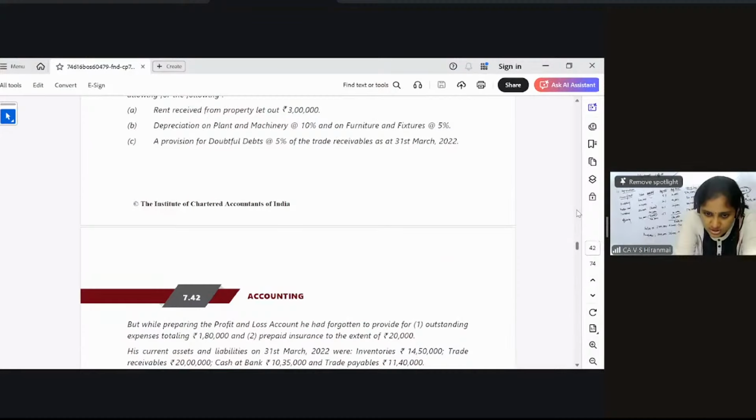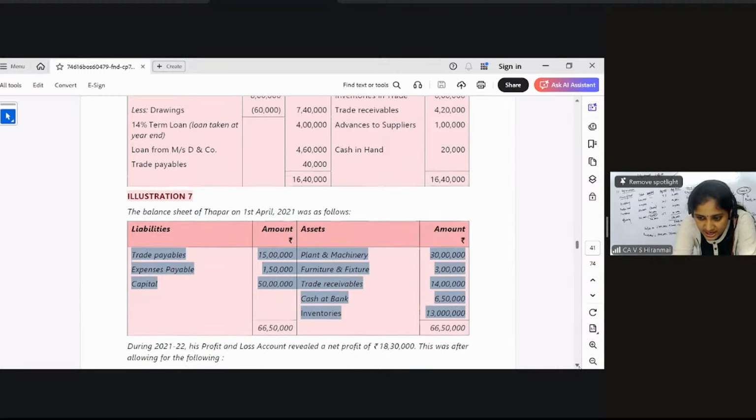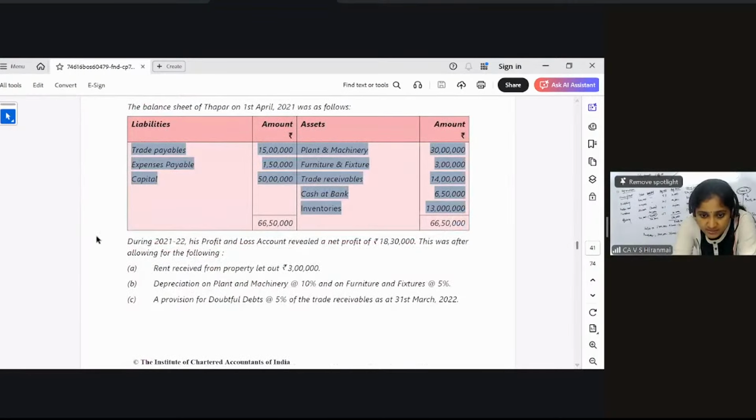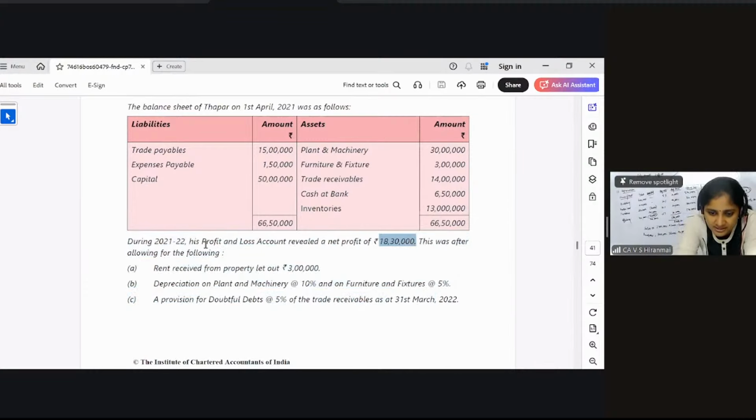Now, illustration number 7. All of you please see the balance sheet of Thapar is as follows. Liabilities, assets, everything is given. And here the question is even more easy. P&L account already has been done and the profit arrived is 18 lakh and 30,000. But this was after allowing rent from property, depreciation they have provided, provision for doubtful debts.